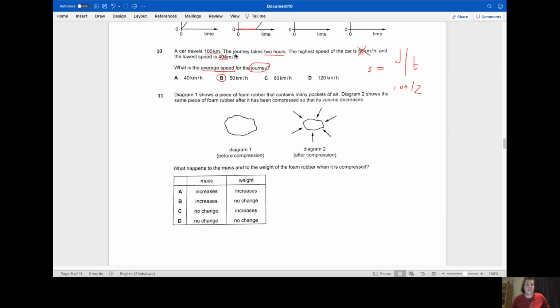You didn't actually need this last sentence at all. You could have just worked it out from 100 kilometers, 2 hours. So that question was a little bit mean and tricky, but your answer was B.